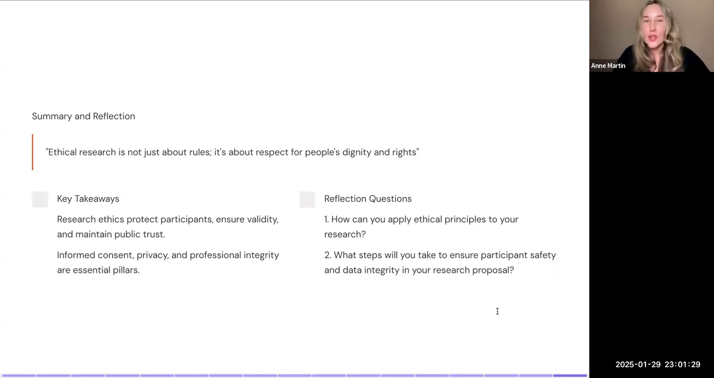And so as we close out today, it's important for you to start thinking about your research topic, your potential research question, and how ethical principles might apply to your research proposal, and how you might go about ensuring ethical standards in your research proposal. So I look forward to hearing your thoughts, ideas, and questions in the chat.